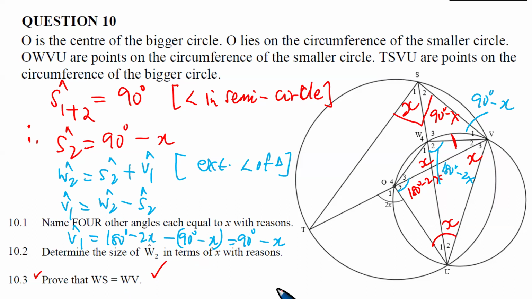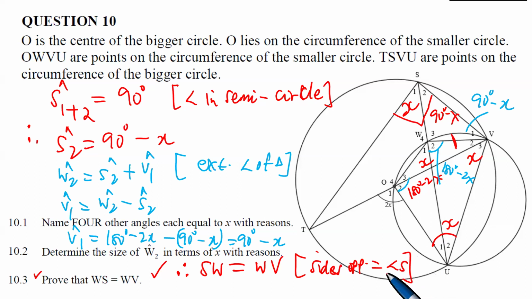So that in the end, you have that SW is equal to WV. The reason for this is sides opposite equal angles. Sides opposite equal what? Equal angles. Right. Any question on this one, Tando? No, sir. No question.